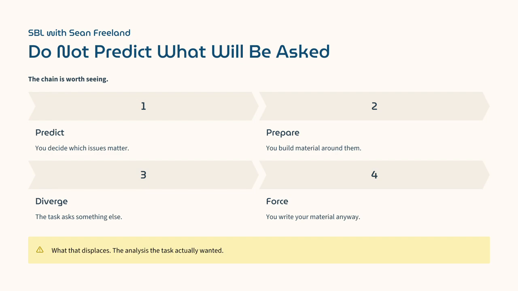Then the next one is question spotting. You read the pre-seen and something jumps out. You think that's probably going to come up, so you prepare for it. Then you spend more time on it because you prepared it and now you've invested in it. The problem comes when the task asks you something else. So you've built an answer to the question you expected rather than the one you've actually been given. That's where the trouble will start.